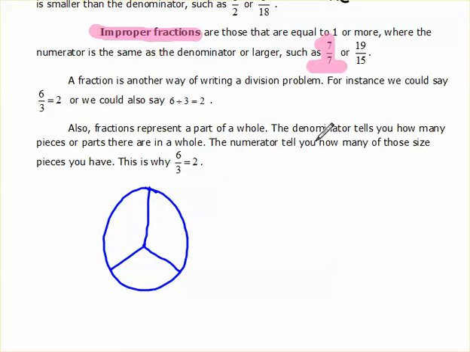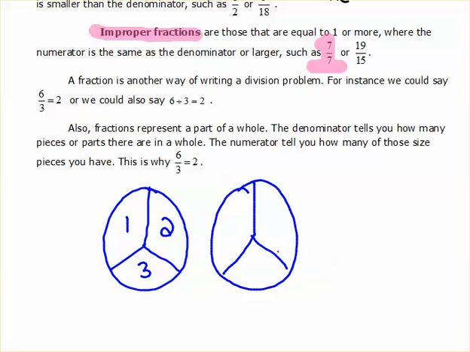The numerator tells you how many of those size pieces you have. So if I had 6 of them, this would be 1, 2, 3. I would have to have another whole one with 4, 5, 6. And so 6 of those pieces that were cut into thirds represents 2 entire pies or pizzas or whatever it is that you want to call it. So that's what's really going on there.